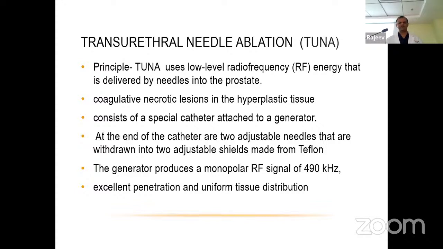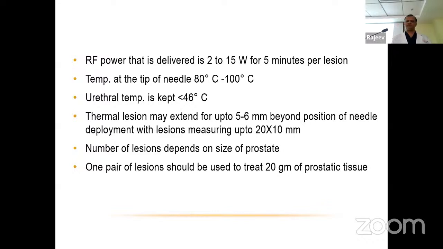TUNA has excellent penetration and uniform tissue distribution. The radio frequency power delivered is 15 watts for 5 minutes per lesion, and the temperature at the tip of the needle is 80 to 100 degrees, whereas the urethral temperature is kept less than 46 degrees. The thermal lesion may extend up to 5 to 6 millimeters beyond the position of needle deployment, with the lesion measuring up to 20 by 10 millimeters.